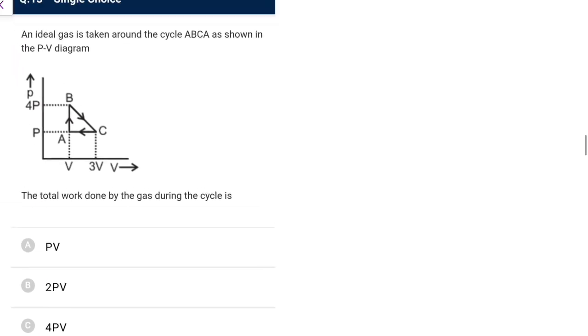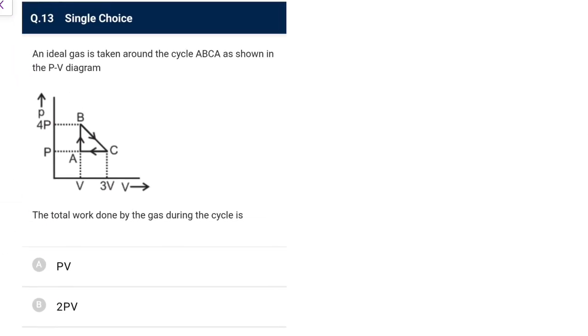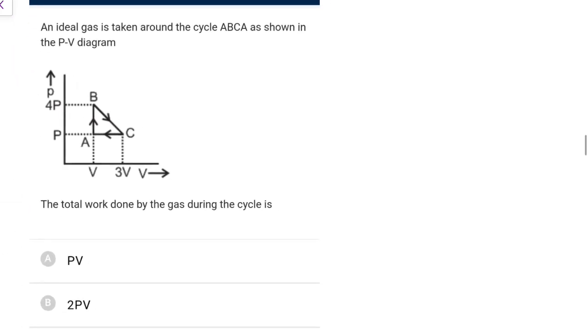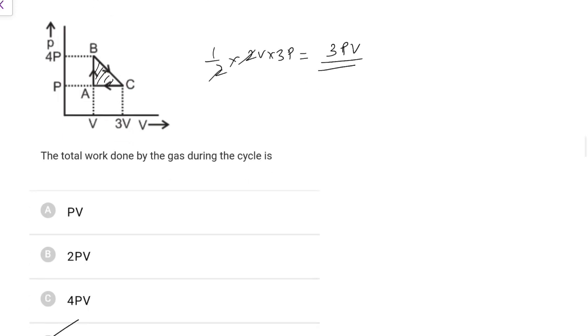Next one. An ideal gas is taken along the cycle ABC as shown in the PV diagram. The total work done by the gas during the cycle is equal to the area enclosed. So the area is half, this gap is 2V and that gap is 3P. So what you will have is equal to 3PV. That's an easy one for you. Directly the area of the triangle.